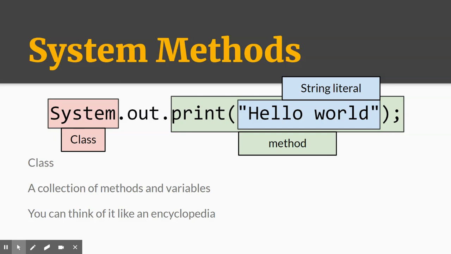So you can think of it like an encyclopedia. You go to the library and there's a whole bunch of encyclopedias, and each book is a collection of different things. So same thing with classes. A class is just a collection of different methods. You would go to the library, you would find the System book, and then inside there would be all of the different methods that you can use. So it's just a collection of methods and other variables.